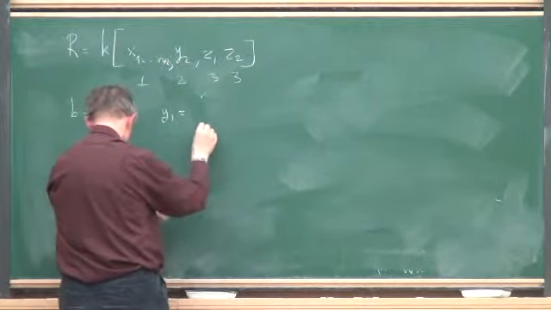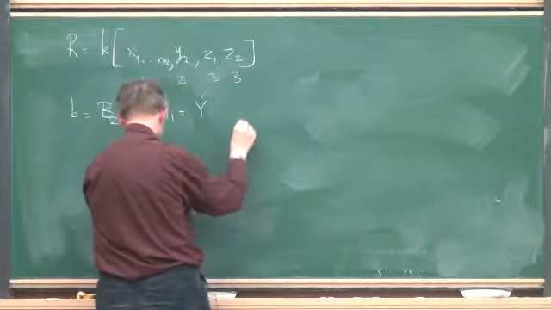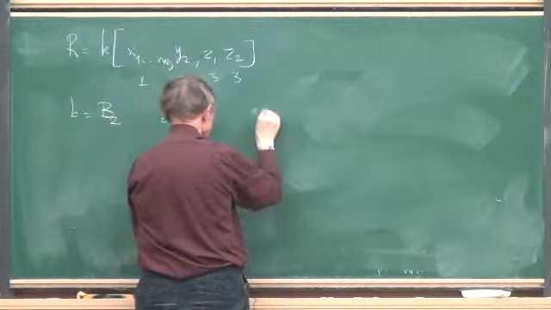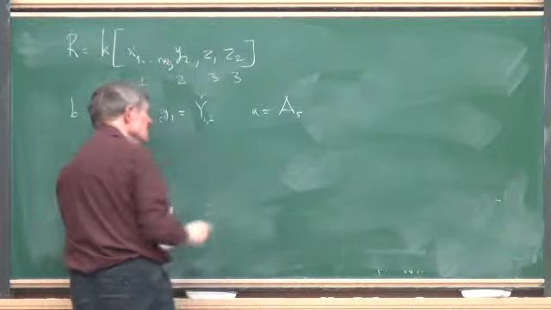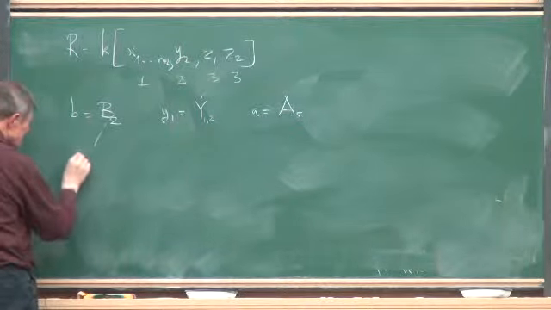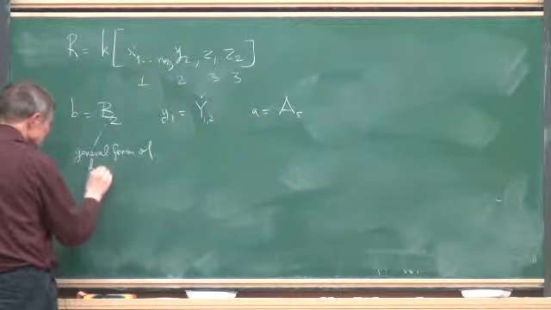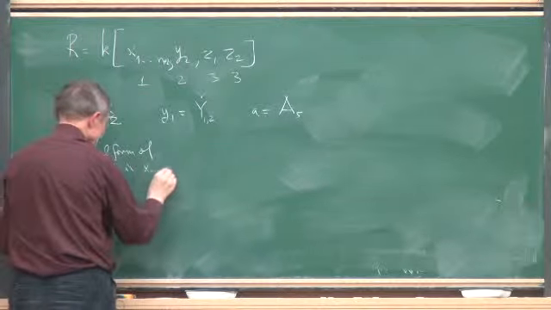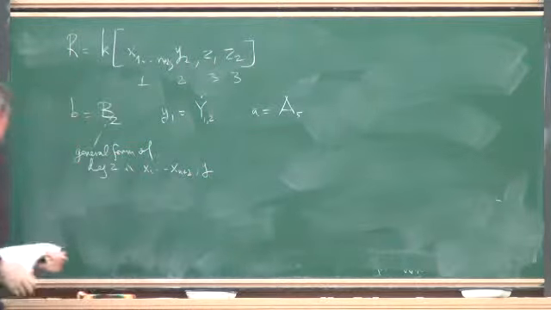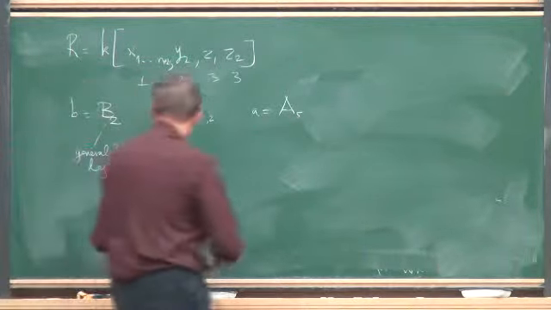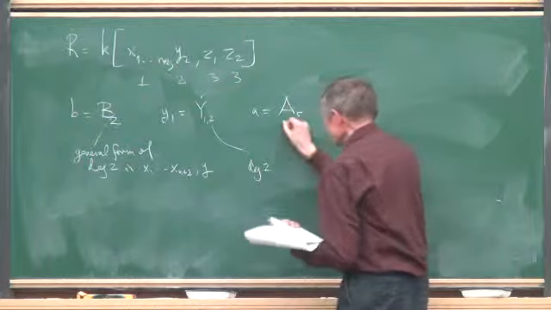y1 is y, and A is A5. So I want this to be 1, 2, right? And so this is a general form of degree 2 in x1 up to xn and y. Right, so this is a general form of degree 2, and this is degree 5.